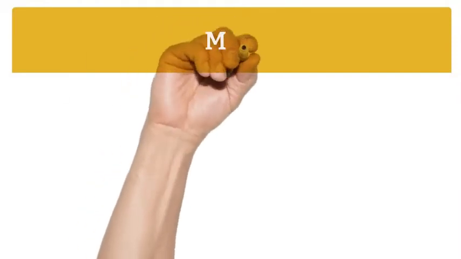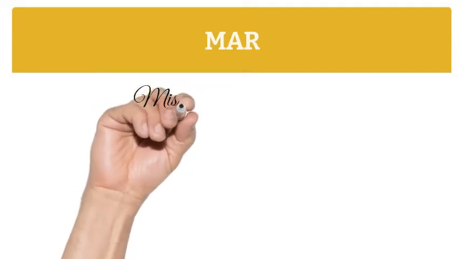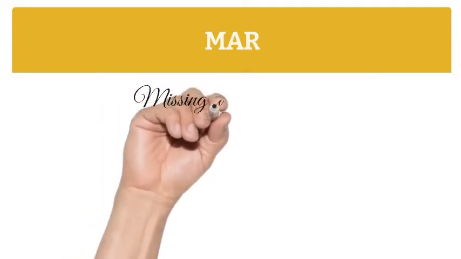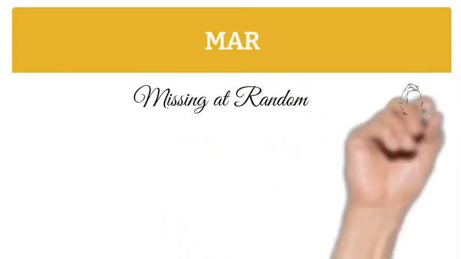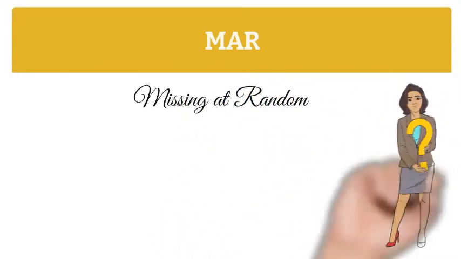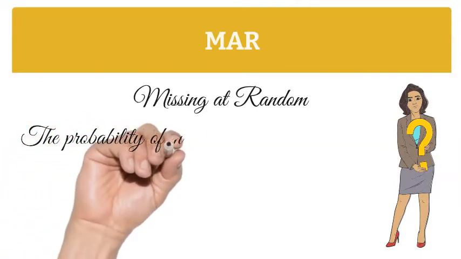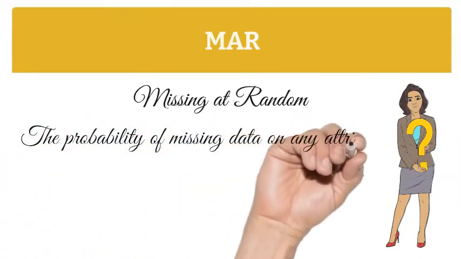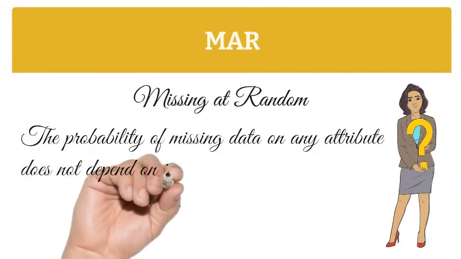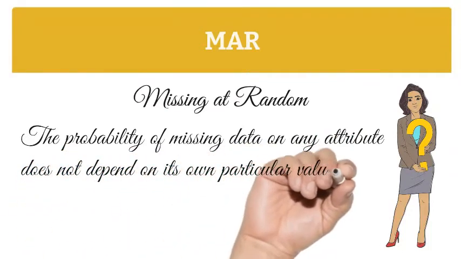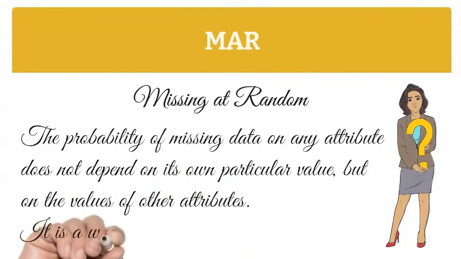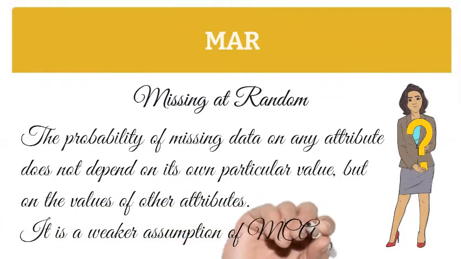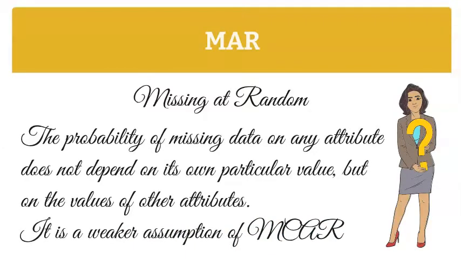Now, let us have a look at the MAR assumption. The MAR assumption is the assumption of missing at random, also known as missing conditionally at random. What is it about? The probability of missing data on any attribute does not depend on its own particular value, but on the values of other attributes. In fact, it is a weaker assumption than MCAR, which we discussed earlier.